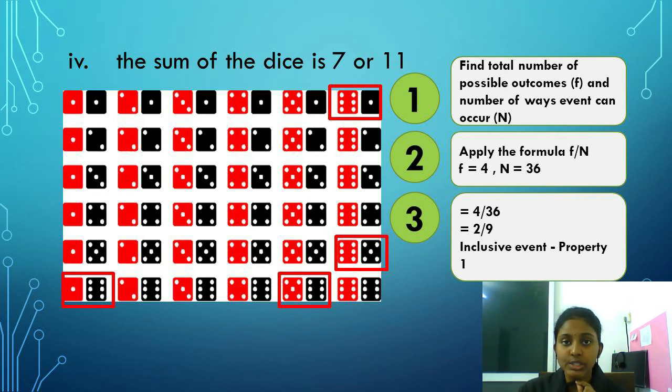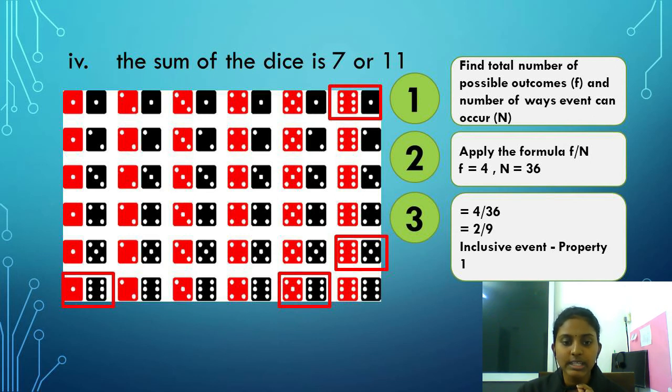Now let's move to the third step, which is we apply the formula and calculate. 4 over 36, we will get 2 over 9. This one is an inclusive event, which means the probability of an event can occur is between 0 and 1, and also property 1 in basic properties of probabilities. Now, I think you are clear about these questions.